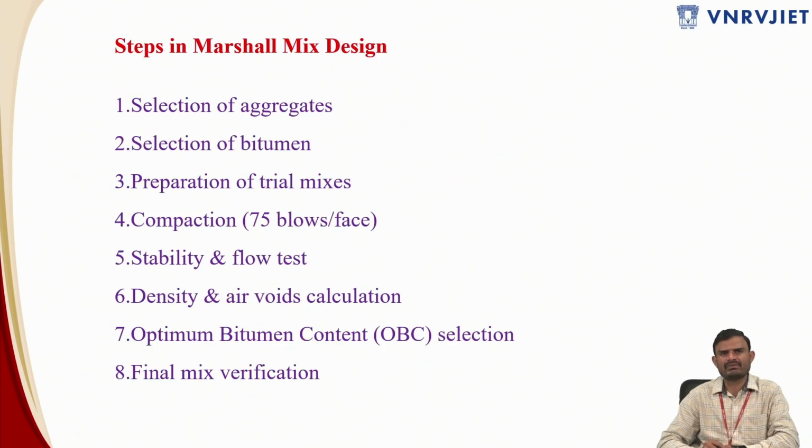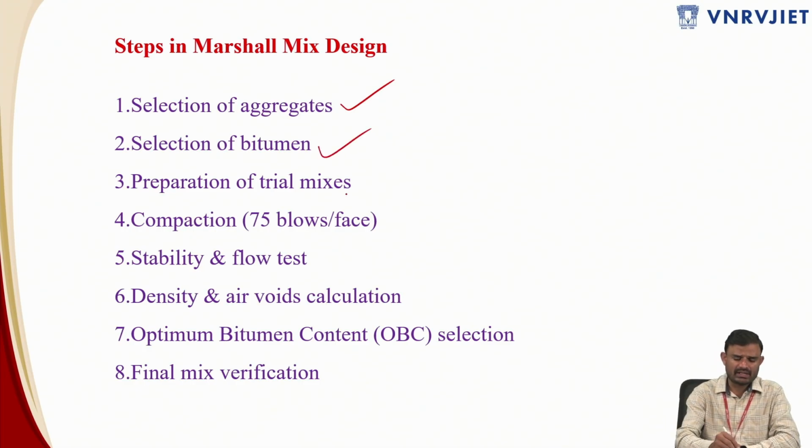These are the different steps which we have looked into in the Marshall method of mix design. First, you have to select a particular grade and source of aggregate along with the different gradation of aggregate, and then you have to select a bitumen according to your convenience and the site conditions. You have to prepare the trial mixes with the selected aggregate and bitumen, go for trial asphalt contents, and prepare samples. So preparation of trial Marshall samples will happen at 4, 4.5, 5, 5.5, 6 like that.